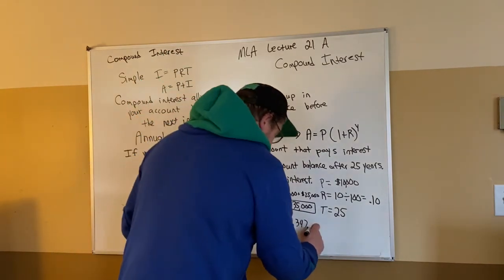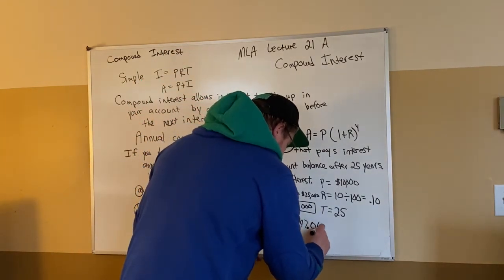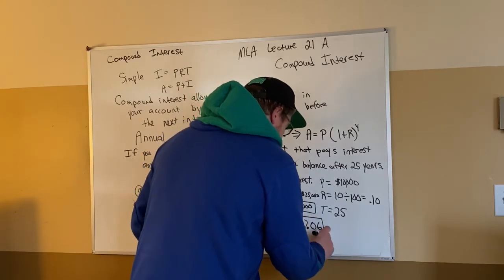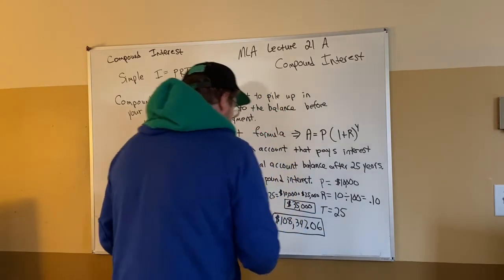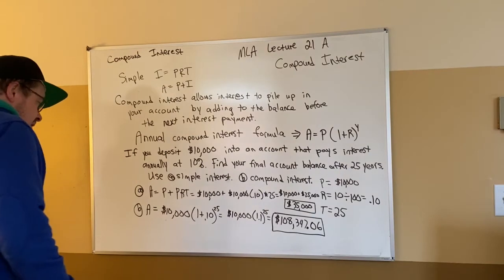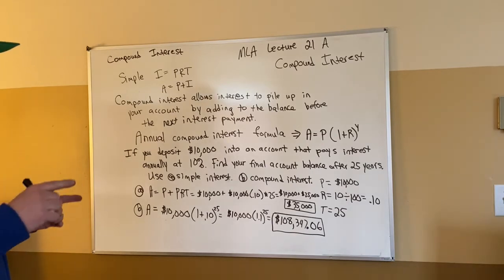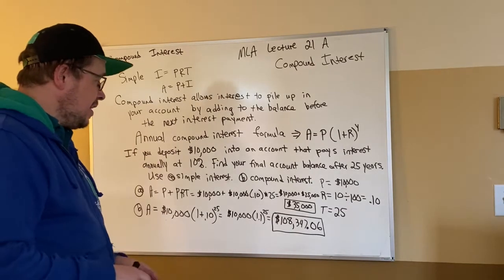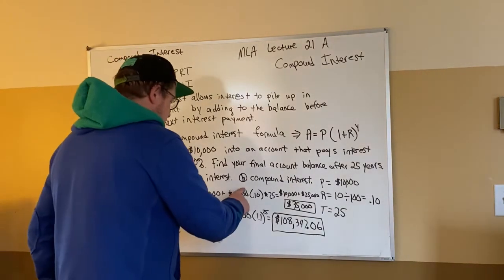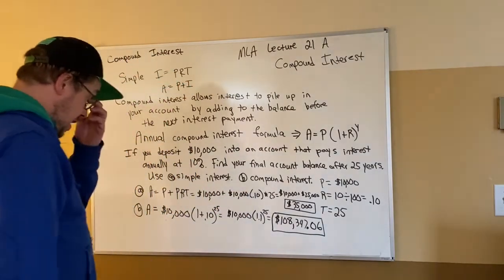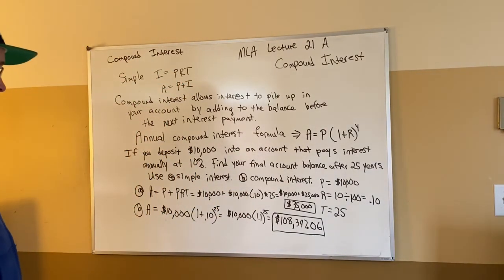0.059, so 0.06. So we also have that 6 cents. Same interest rate, same amount invested, same amount of time. One was paying you interest only on the original $10,000 every year, and it paid you a steady $1,000 a year for 25 years, and you got $35,000.